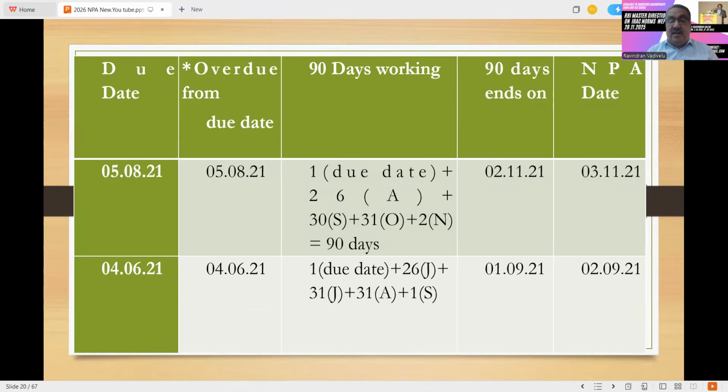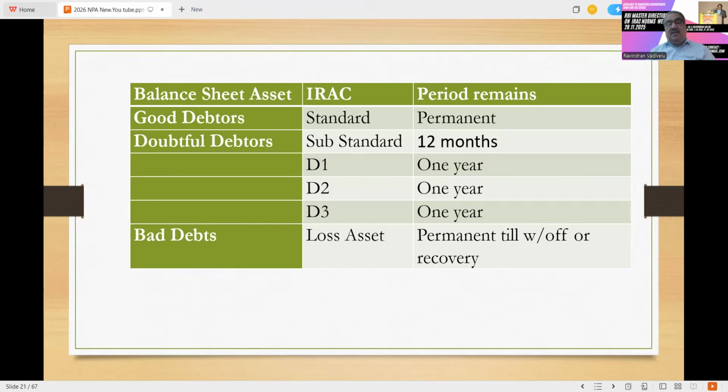This is also another working: an amount is due on 5/8/21. It has to be paid on or before 2/11/21, where the 90 days ends, and the NPA date is 3/11/2021. And here, this is also another very important thing, how they classify the NPA. In the Companies Act, we used to see total debtors, less bad debts, less reserve for doubtful debts, remaining is called good debts. Here it is ulta.